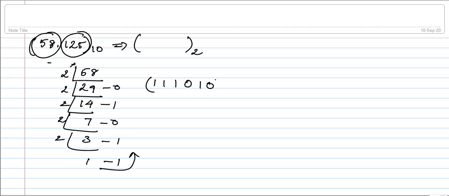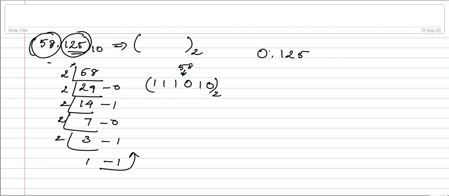So now this is for the integer part alone. So this is for 58 alone. We have not completed .125. Now how to convert the fraction number 0.125? So now I have 0.125. So this is my fraction number. Now I have to convert this to its equivalent binary number.